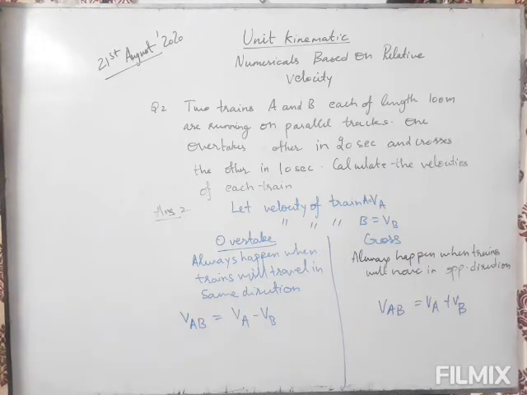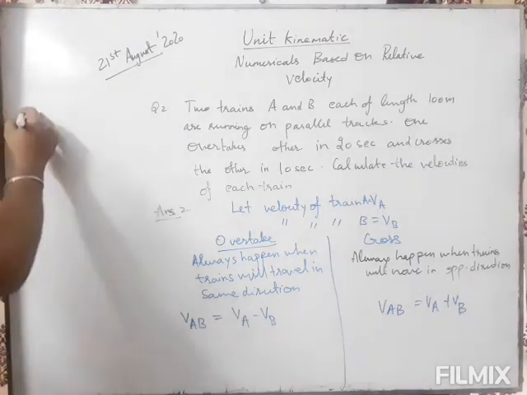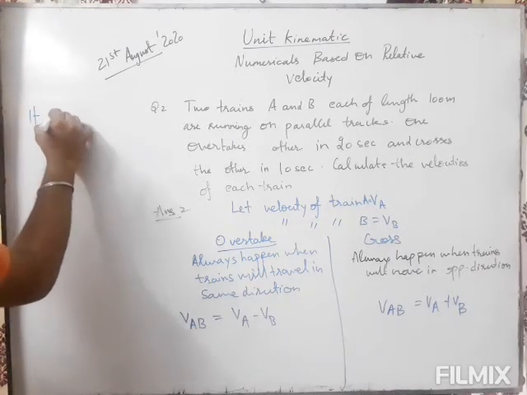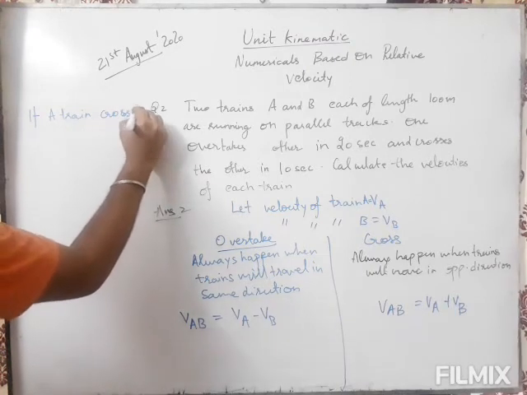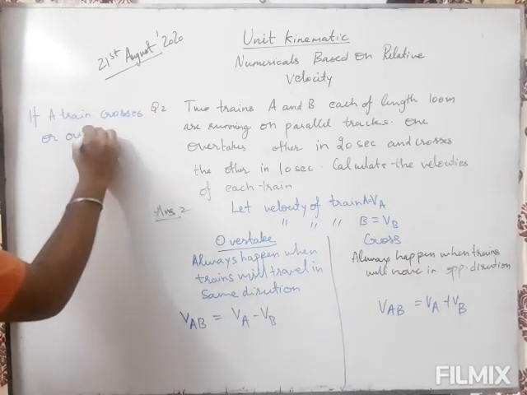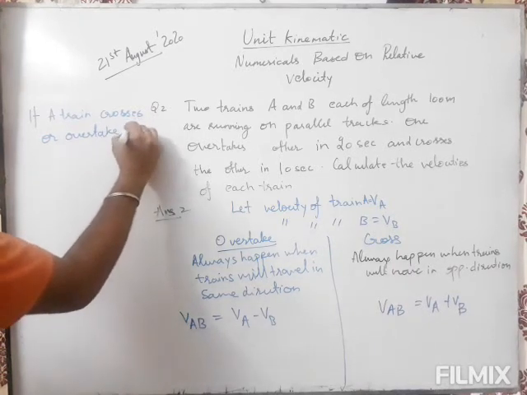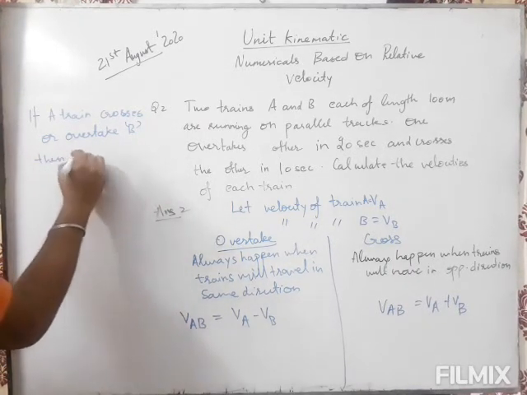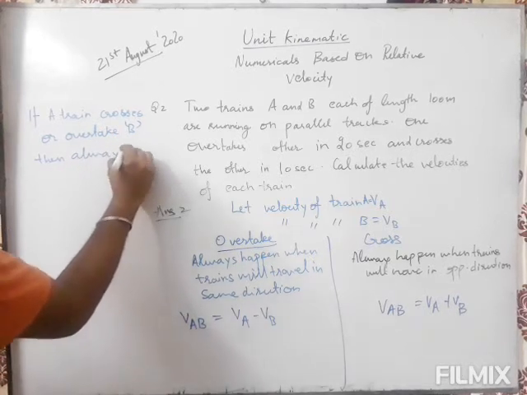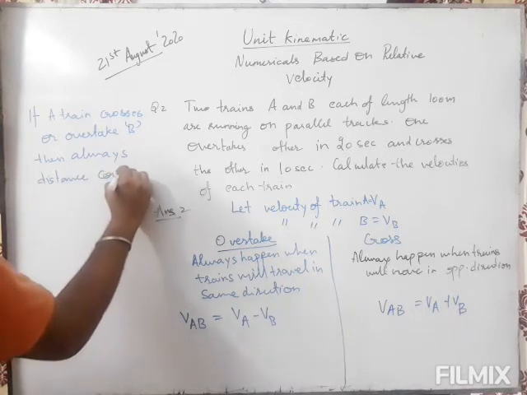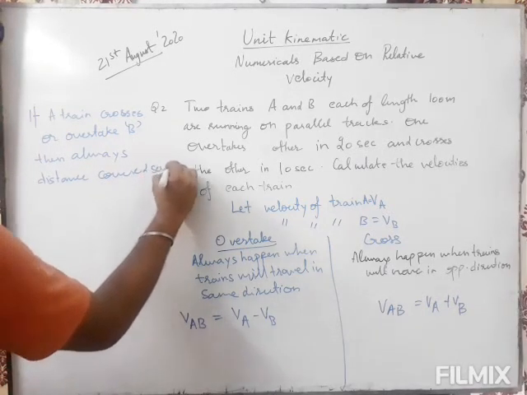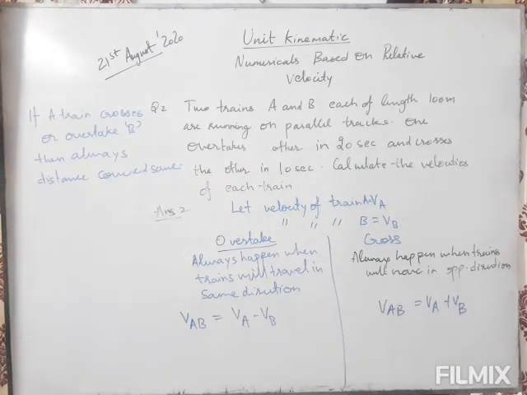After this, we have been provided the times. So if train A crosses or overtakes B, then always the distance covered will be the same while it is crossing and while it is overtaking.